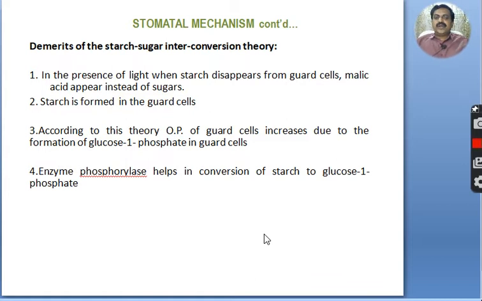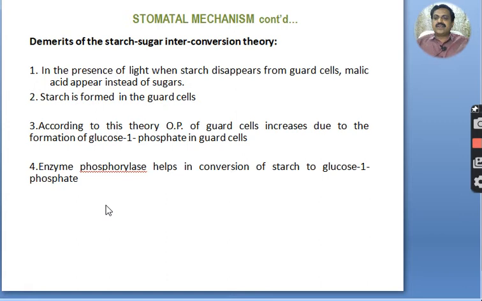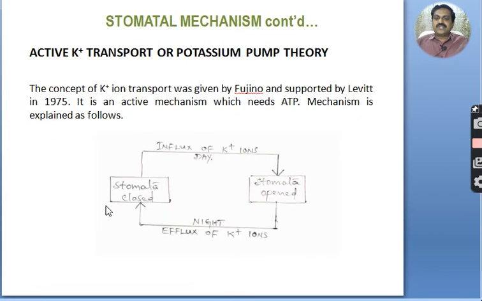So the starch sugar interconversion theory has certain demerits. In the presence of light, when starch disappears, that is when starch converts into sugar in the guard cells, malic acid appears instead of sugars. That is one of the demerits. Starch is formed in the guard cells. According to this theory, osmotic pressure of the guard cells increases due to formation of glucose 1 phosphate in the guard cells. The enzyme phosphorylase helps in conversion of starch to glucose 1 phosphate. In spite of these demerits, the starch sugar interconversion theory, or Steward theory, explains the dynamics of stomata to a considerable level.